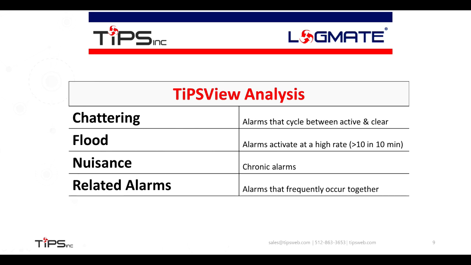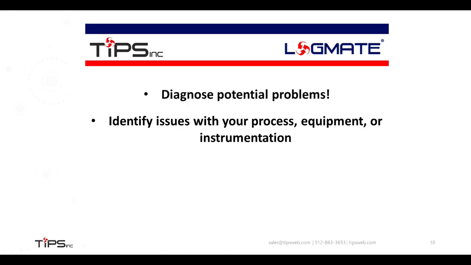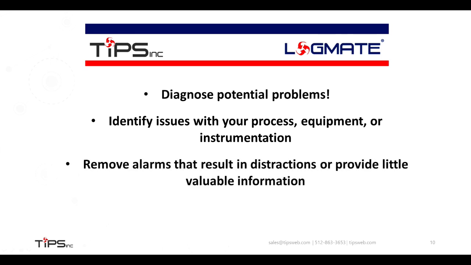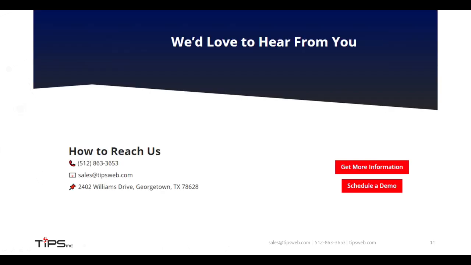TiPSView analysis is your solution for diagnosing potential problems and taking immediate action. This powerful tool empowers you to easily identify issues with your process equipment or instrumentation, ensuring that you can quickly address them. Remove alarms that result in distractions or provide little valuable information. TiPSView can help make things simpler and easier. Get ready to streamline the way that you work.